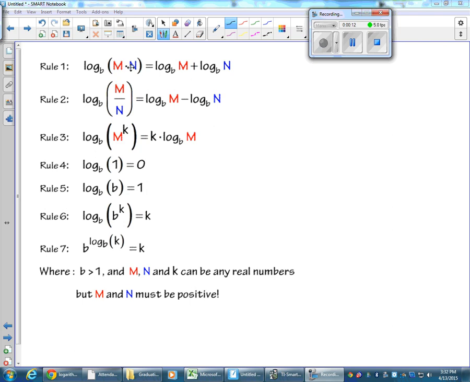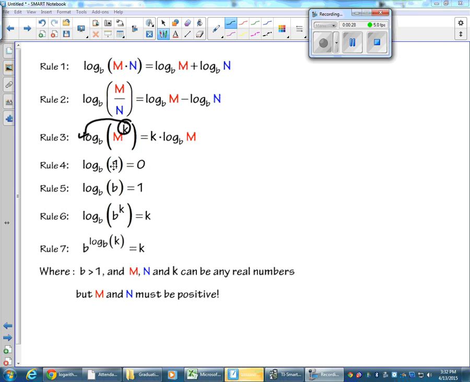We have the product property, which says if you're multiplying two numbers, you can separate them into the sum of two different logarithms. Division would be subtracting. Power rule, we take that power off the top and bring it down to the front: k times the log base b of m.